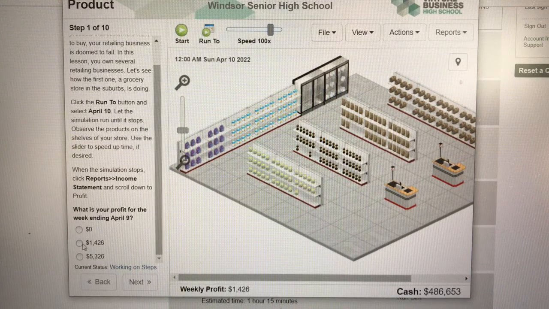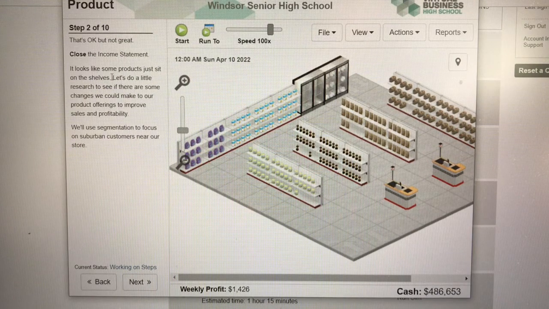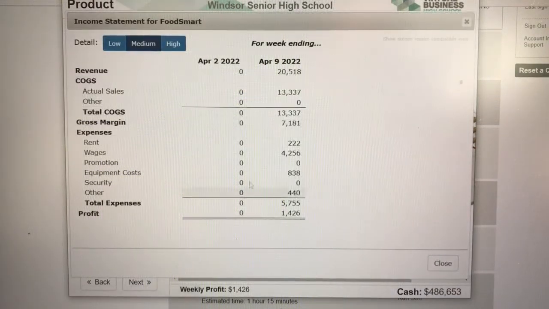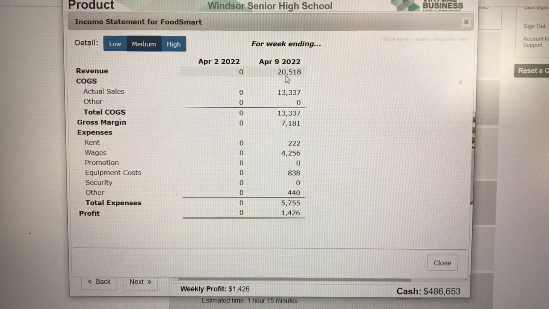So what was our profit after that week? The answer was right there. So where's your profit for the week ending April 9th? Then they ask us to move on to the next thing, and you can look at your income statement to see that profit. We had $20,000 in revenue. Our cost of goods sold, this is what we pay the distributors, the manufacturers, suppliers, however you want to put that. This is what we pay for those goods. We pay $13,000 to have those products in the store. We sell them for $20,000. And our gross margin is $7,000. So that's the money we make off each product.